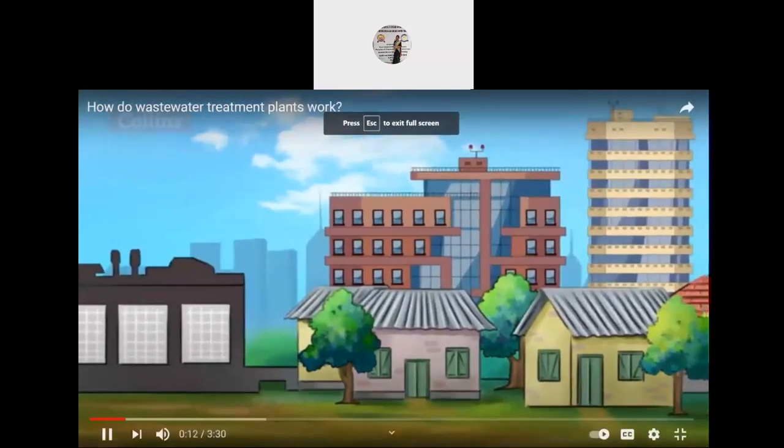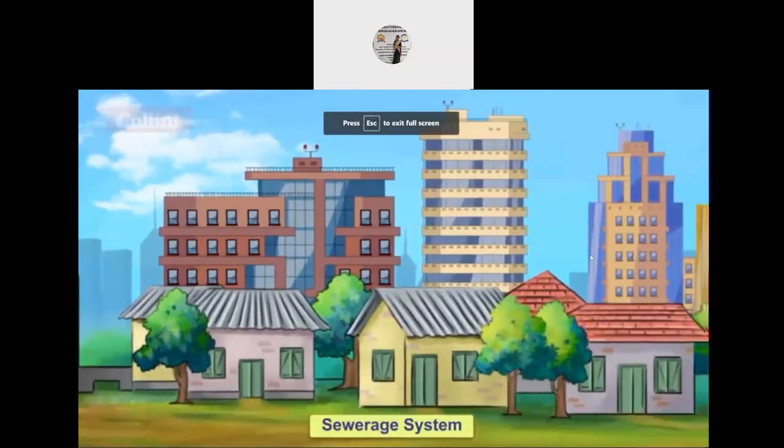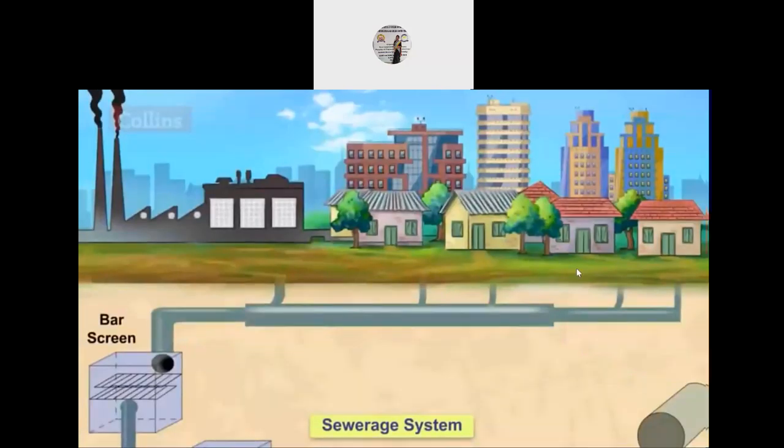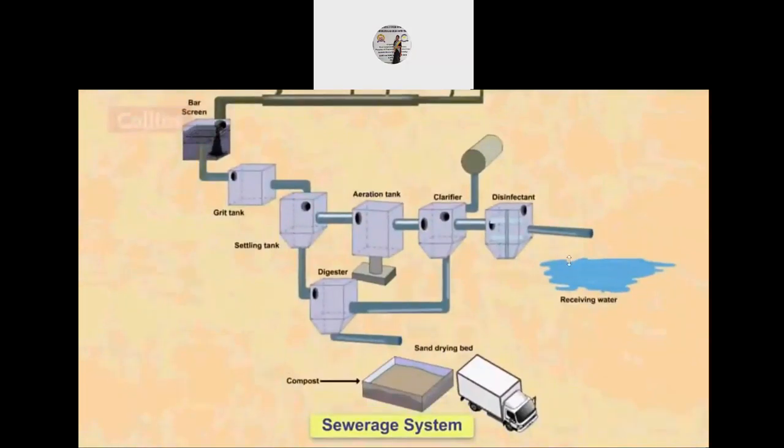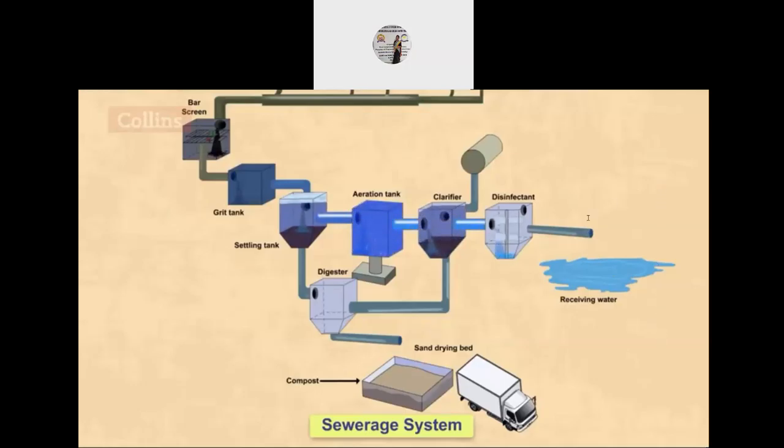Cities and towns have sewerage systems in place to carry the wastewater from our homes, hotels, factories, and other establishments to a sewerage treatment plant where the wastewater is treated. It is then deemed safe to release into other water sources. The treatment of wastewater goes through different stages.